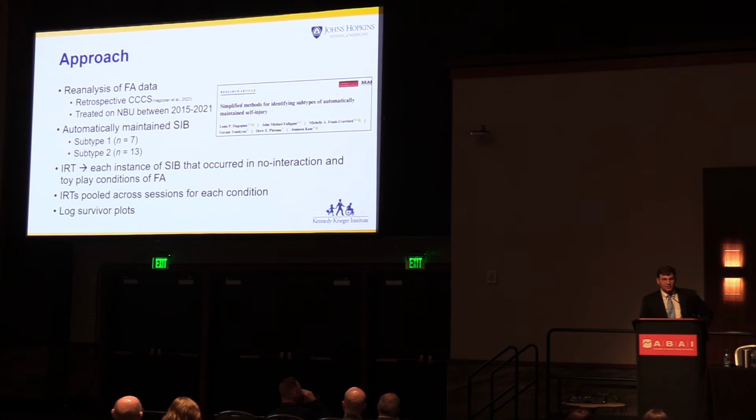And what I did was I looked at the functional analysis sessions that were used to subtype these individuals with subtype 1 or subtype 2 SIB. And I calculated the IRTs for each instance of SIB that occurred in the no interaction condition and each instance of SIB that occurred in the toy play condition. I pooled the IRTs across the sessions for each condition. I subtracted off the minimum inter-response time from these distributions to get rid of what's called the response refractory period. And from there, I created log survival plots.